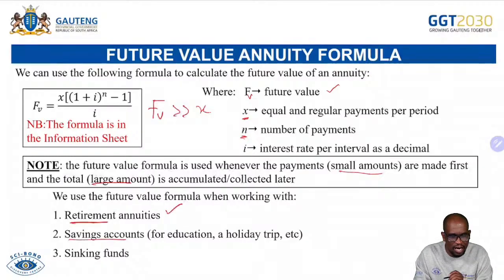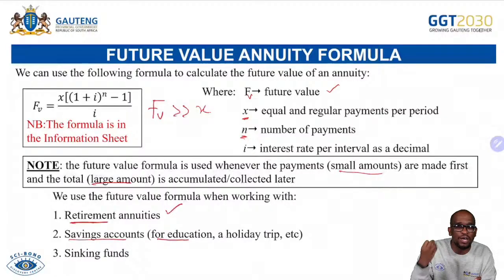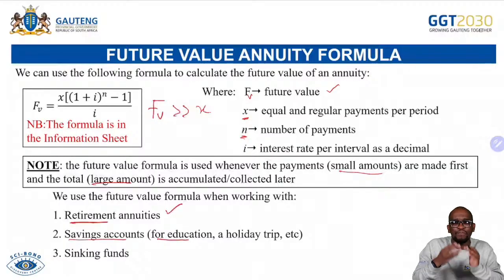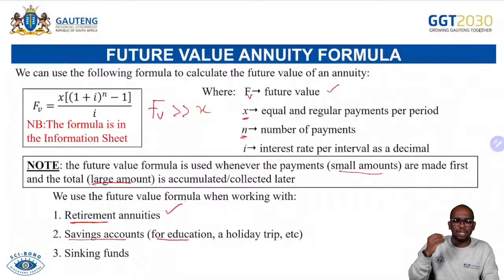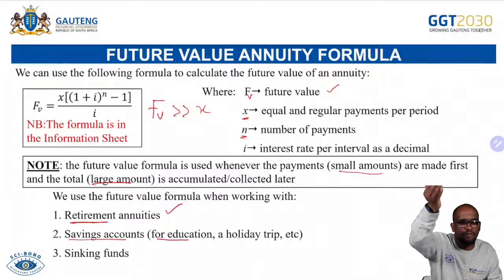Savings account for education. Some of your parents have actually saved money for your education, so that when you go to tertiary, there is some money to start your tertiary education. Sometimes you can save for a holiday. You want to go on a holiday with your family, so you save money now so that you go in maybe a year or 2 years' time. You are saving money for the future.